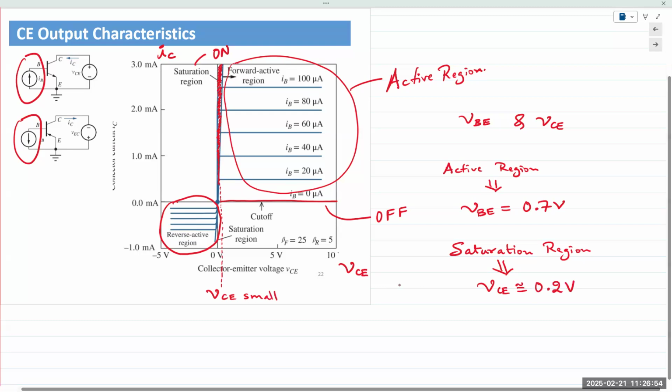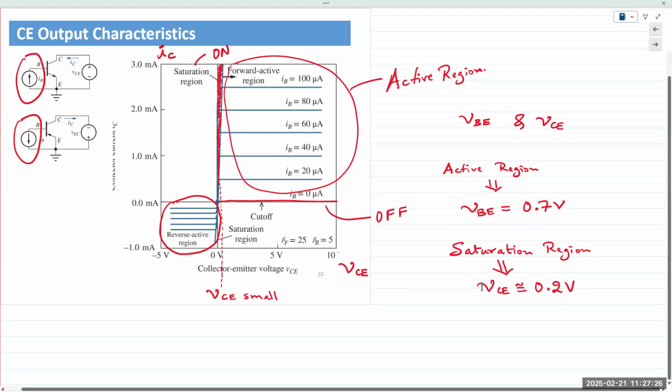So if you perform an analysis and it turns out that VCE, the collector-to-emitter voltage, is 0.2 volts or less, then more likely than not, actually 99%, you can always say the transistor is in saturation. And the reason it's in saturation is because there is a heavy current flowing through the transistor. And because there's a heavy current flowing through, it acts almost like a short circuit. And so VCE would be very, very small.